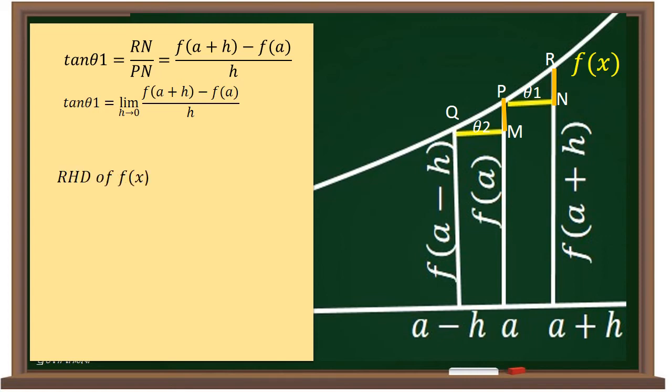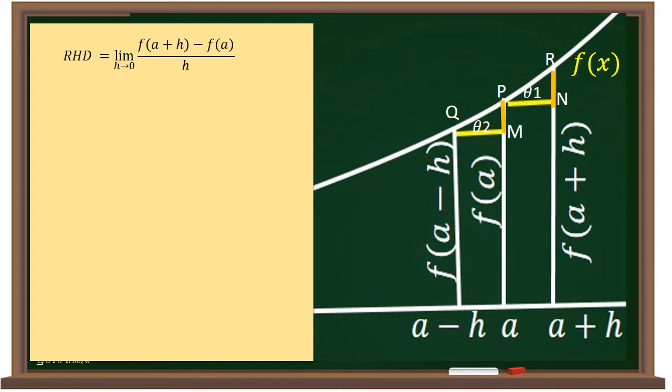So the right hand derivative of f(x) is denoted by f dash a plus, which is limit h tends to 0 of f(a plus h) minus f(a) by h. So the right hand derivative is clear. Now we will go for the left hand derivative. For the left hand derivative, we get tan theta 2. Now RHD we have already fixed. This is limit h tends to 0 of f(a plus h) minus f(a) by h.